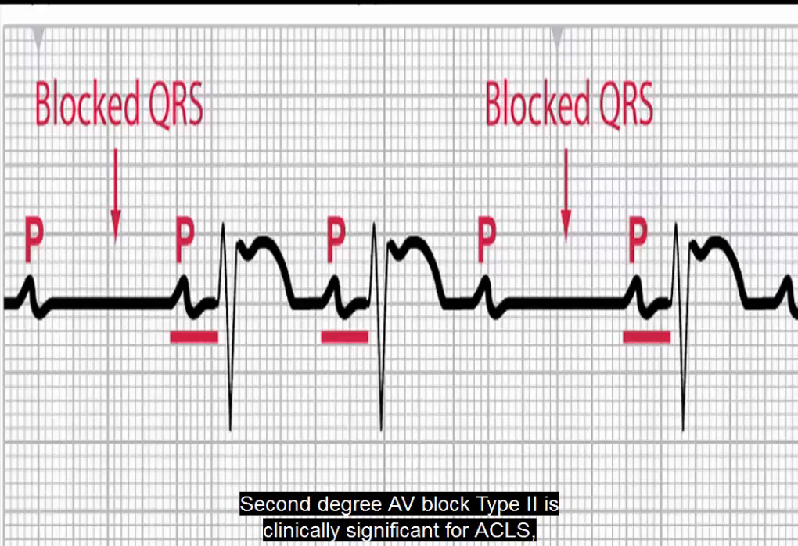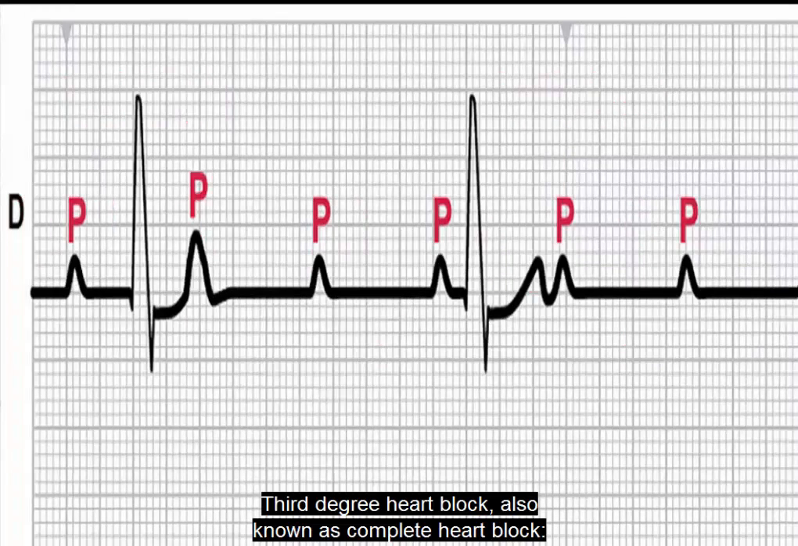Second-degree AV block type 2 is clinically significant for ACLS because this rhythm can rapidly progress to complete heart block. Keep in mind that if atropine is given for a second-degree heart block type 2, it may put the patient in third-degree heart block. Third-degree heart block, also known as complete heart block.